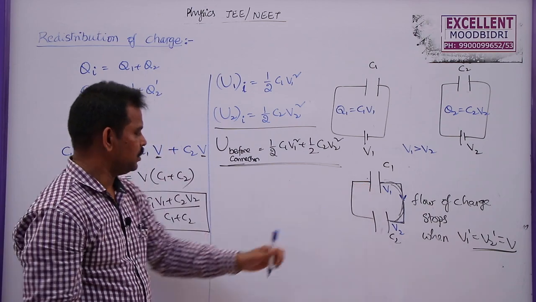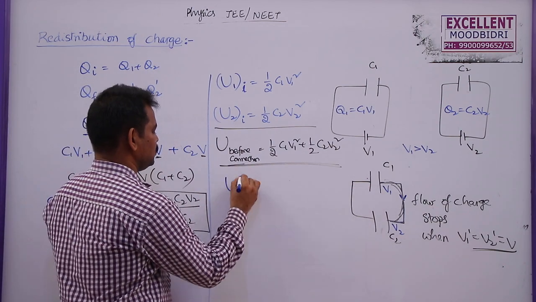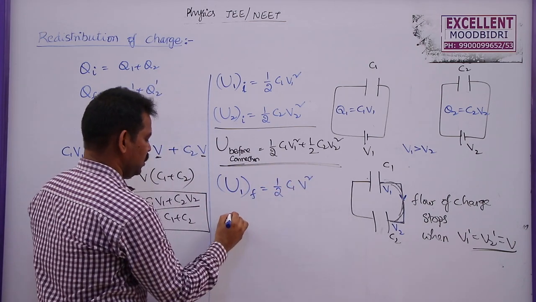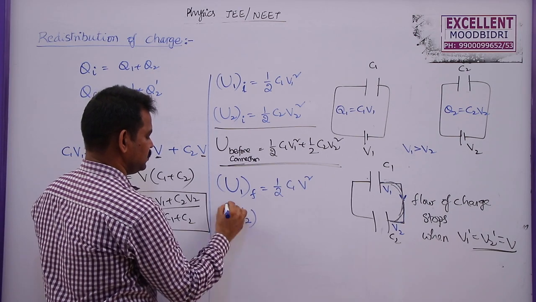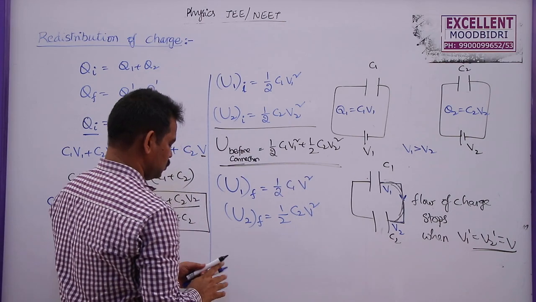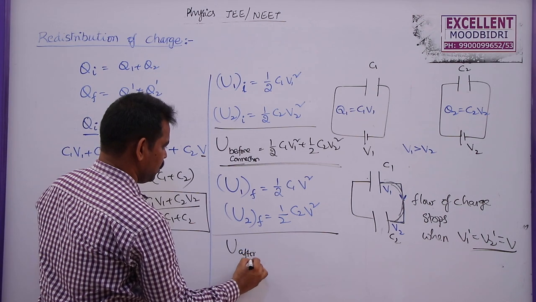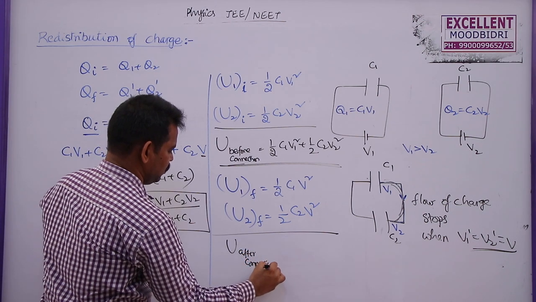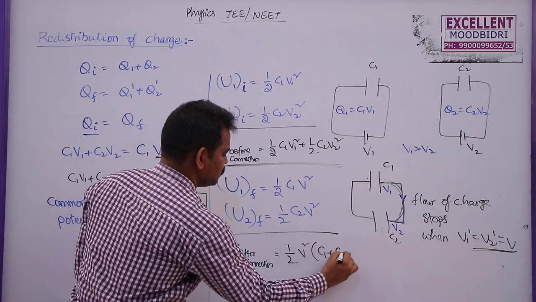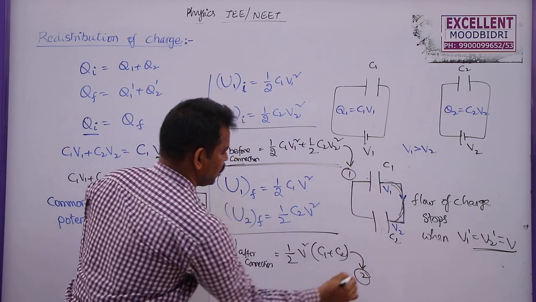What is the energy after connection? I am going to write the energy in the first capacitor finally is equal to half C1 V square. The energy of the second capacitor finally is given by half C2 V square. So what is the total energy after connection? This is after connection, which is given by half V square common into C1 plus C2. This is the total energy before connection. This is the total energy after connection.